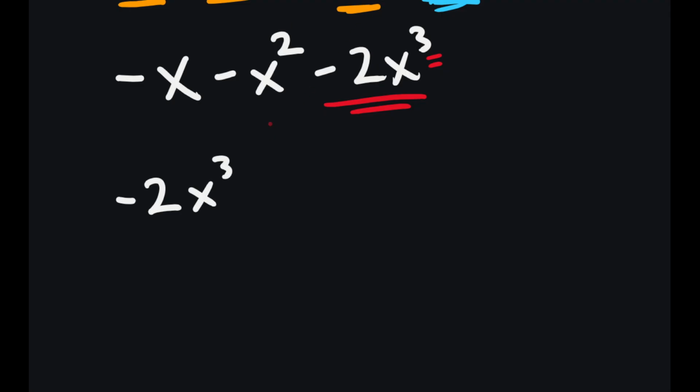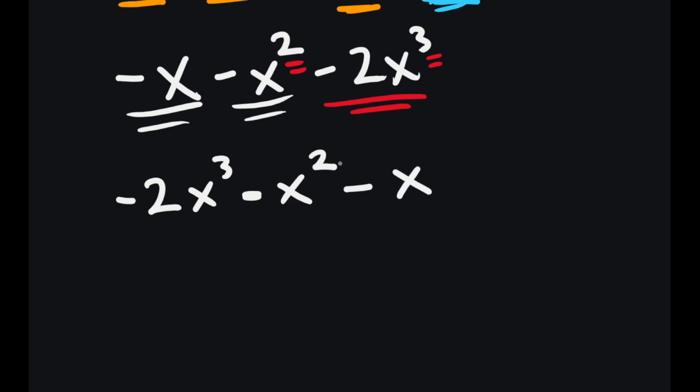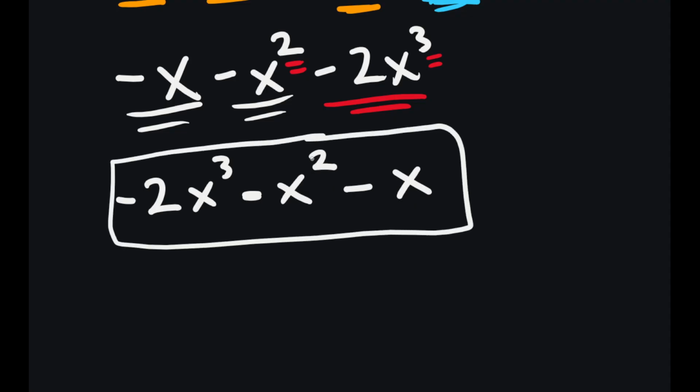And what's the second highest exponent? 2. So let's write down that term next, that entire term, negative x squared. And then what do we have remaining? This minus x. And there we go. That's how we simplify and rearrange that polynomial.